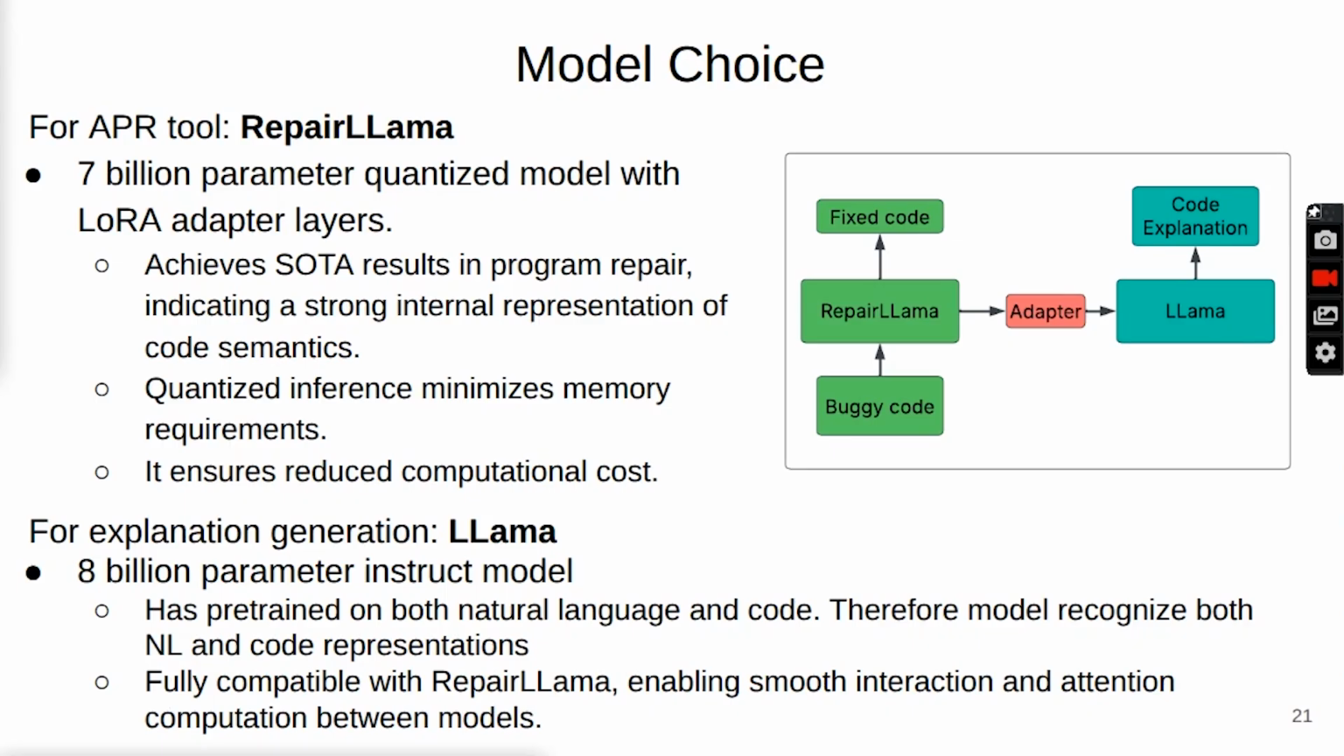As shown in the diagram, Repair Llama processes the buggy code to generate the fixed version. This is then passed through an adapter into Llama, which produces the corresponding explanation. These two modules can work together smoothly, allowing seamless transitions and shared attention between code and explanations.